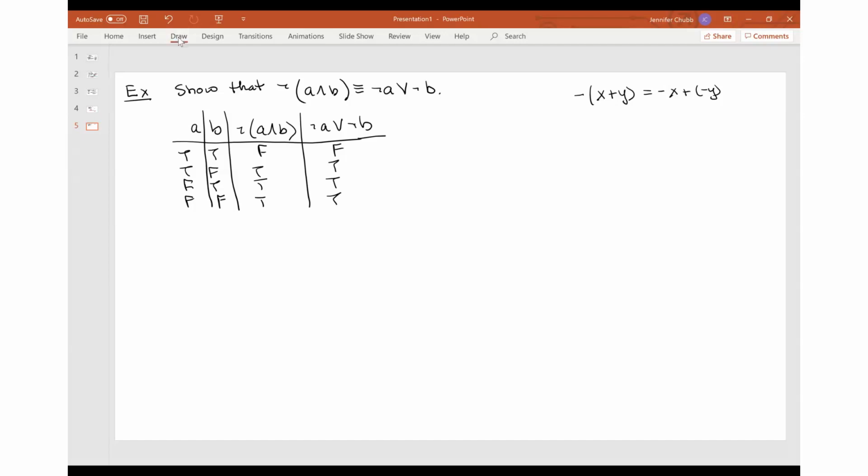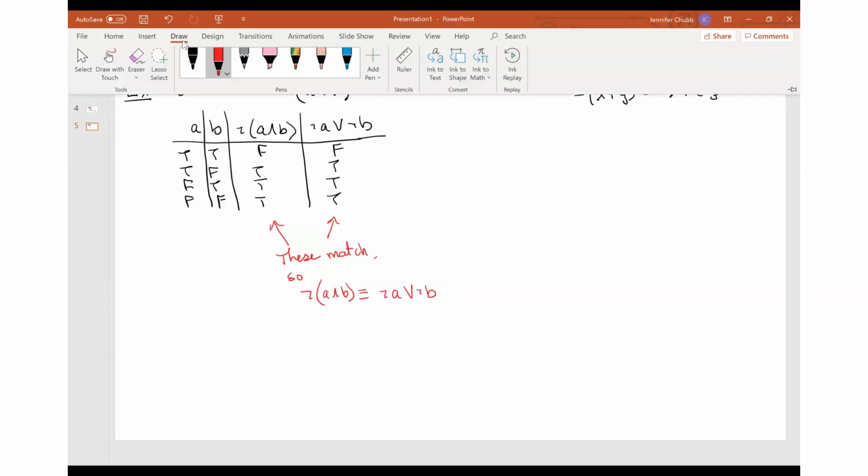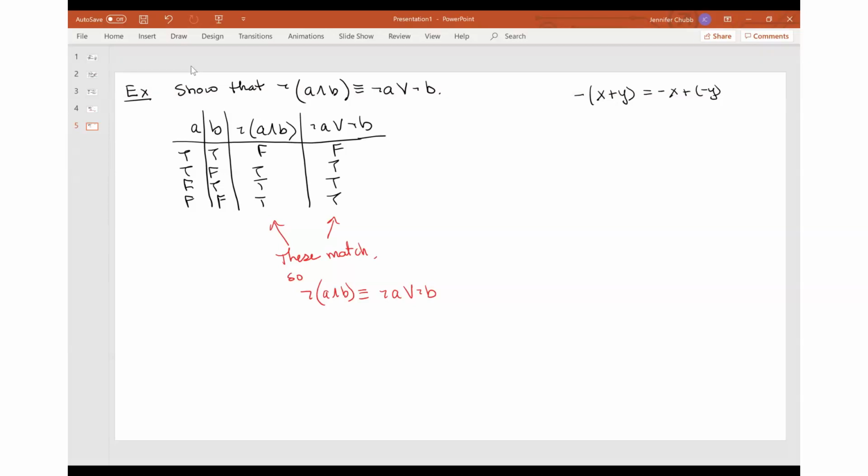So these match. So it follows that not (A and B) is equivalent to not A or not B. This is one of the more important logical equivalences that come up when we're doing this propositional calculus and algebra of propositions. And this has a name. It's not called modus ponens, it's called De Morgan's law. It's one of them, there are two.